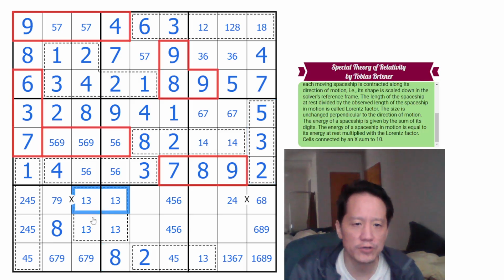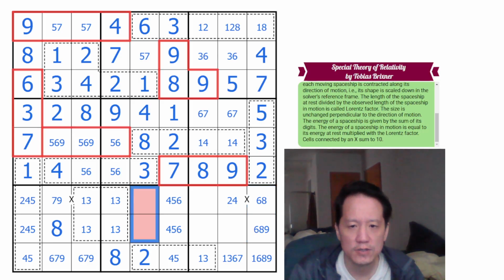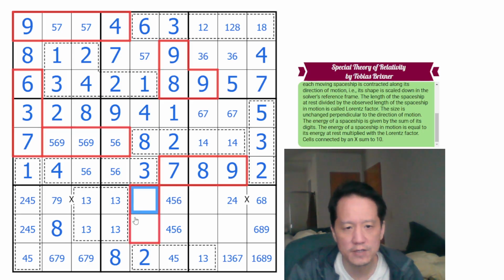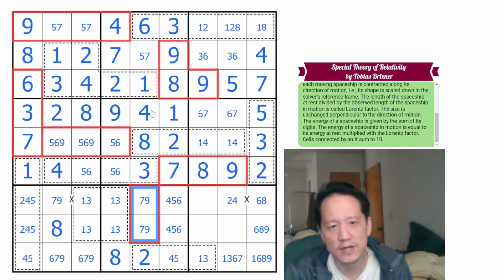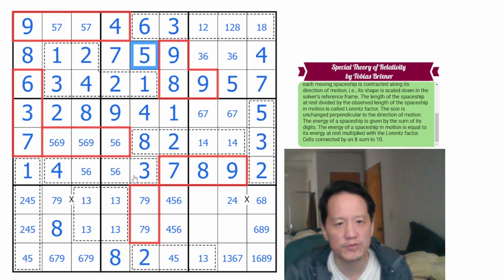This can no longer go down here as 7 and 9. It cannot go here as 7 and 9. Well, it can't go here as 7 or 9. Where does it go? It has to go here. So this is the shrunken spaceship this way, and it has to be 7 and 9. So this is 7, 9, which means this can't be 7. This has to be 5.